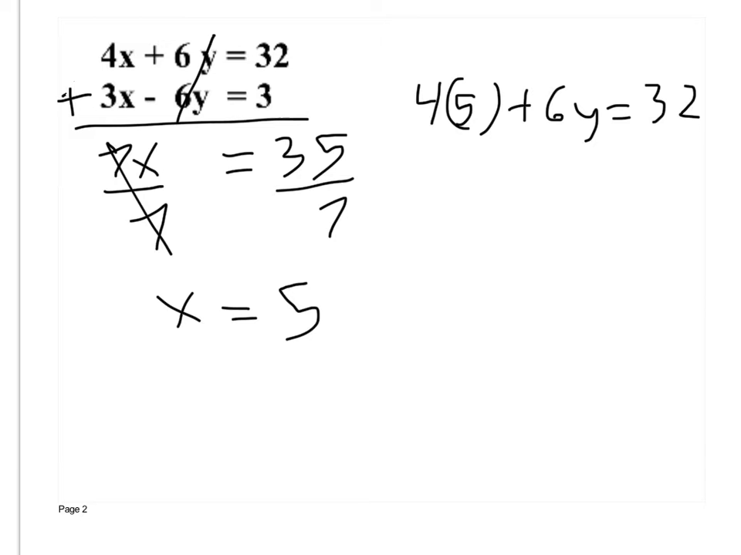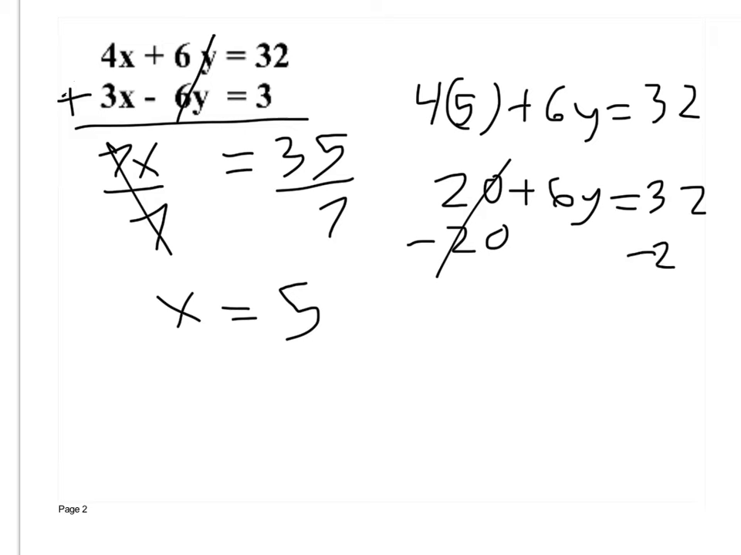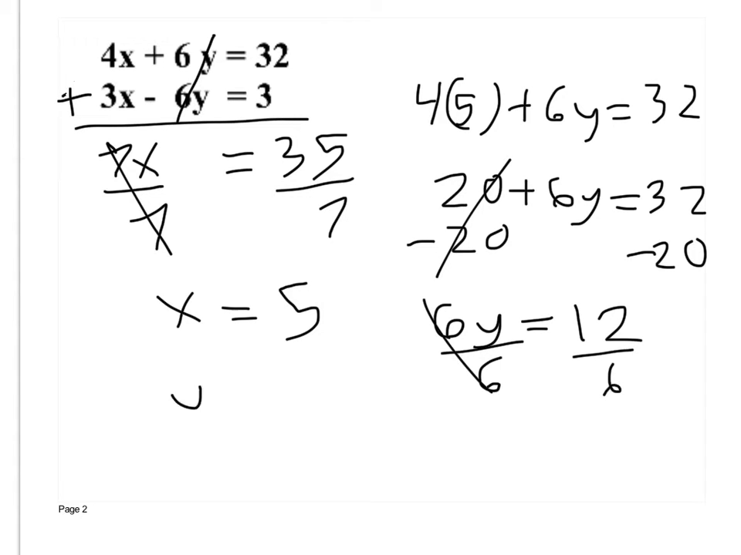I know these two lines cross at 5 on the x. I need to know where they cross on the y. So 20 plus 6y equals 32. I subtract 20 both sides. 6y equals 12. So I divide by 6. Y is 2. So now I know my ordered pair, 5, 2. That's where it crosses.